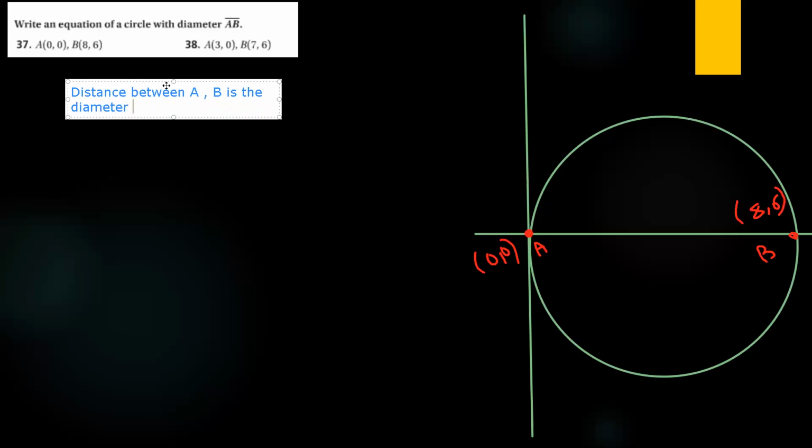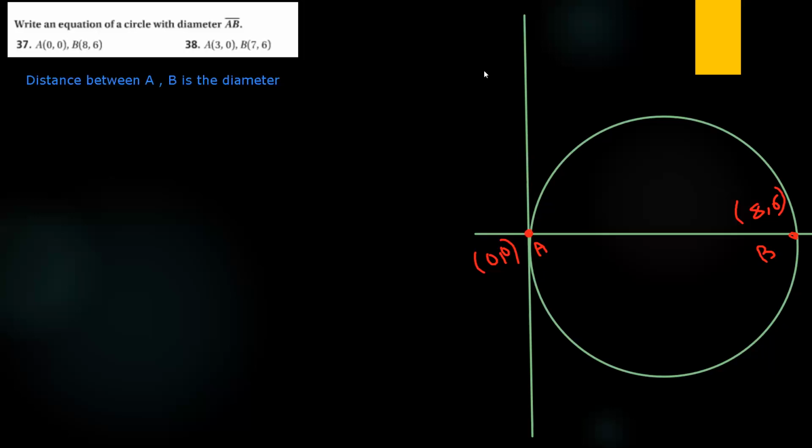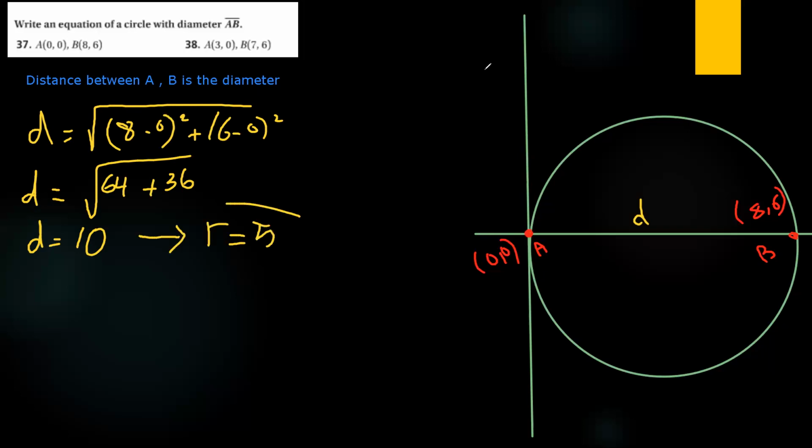So the distance between A and B is the diameter. It's not the radius, it's the diameter. But we need to find it. How? By the distance formula. So let's name it D. So D is the square root of 8 minus 0 squared plus 6 minus 0 squared. 8 squared is 64 plus 36, the square root of it. So D is 10. So the diameter is 10. So what will the radius be? 5. So by this way, I found the radius as 5.